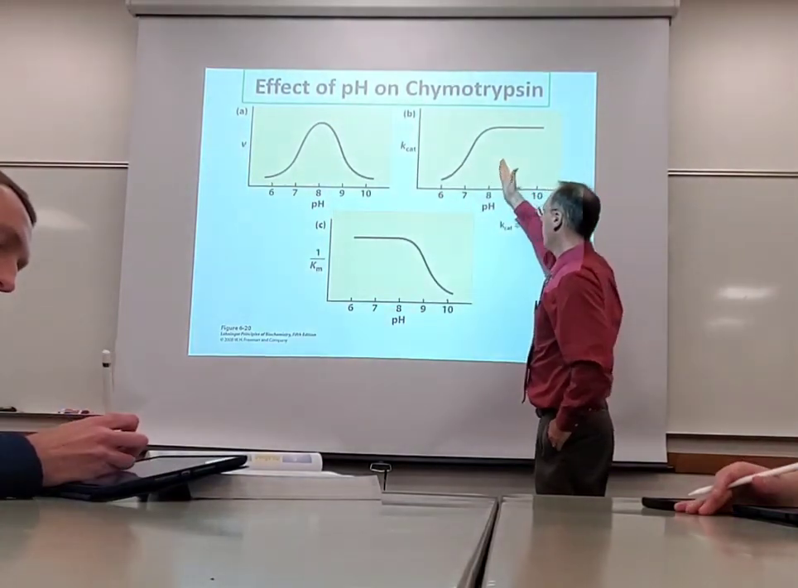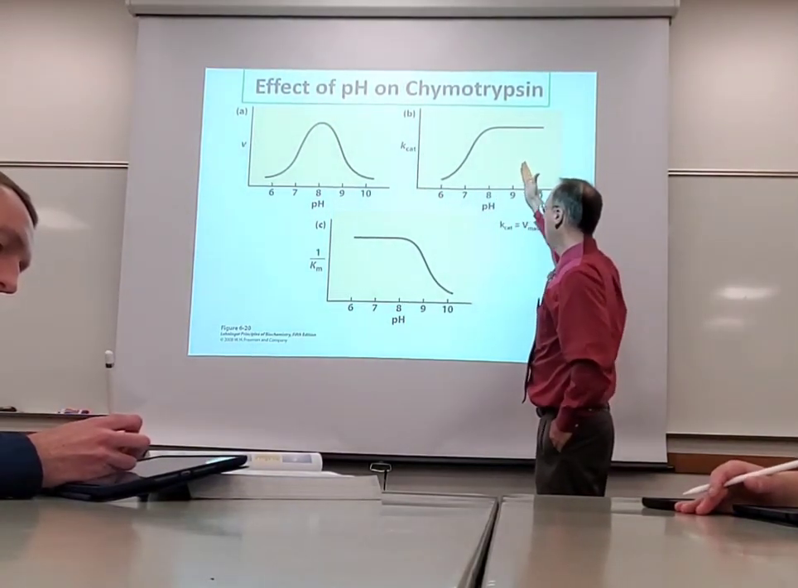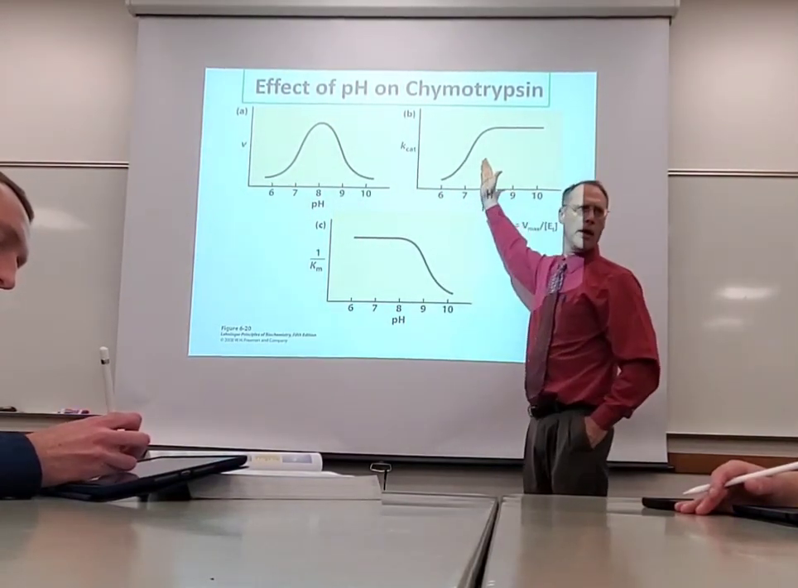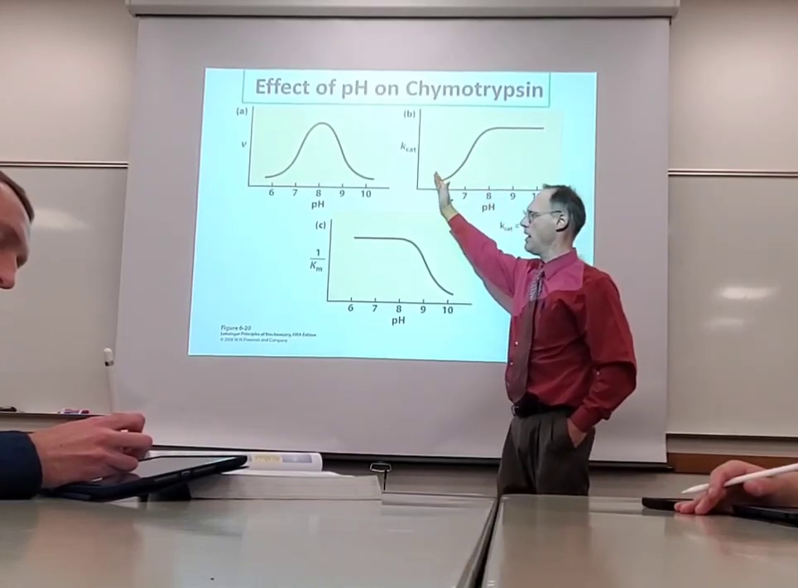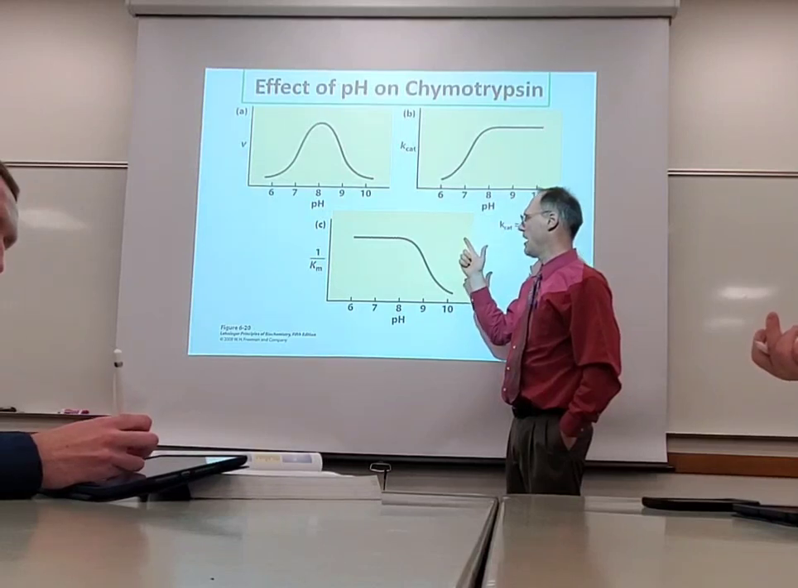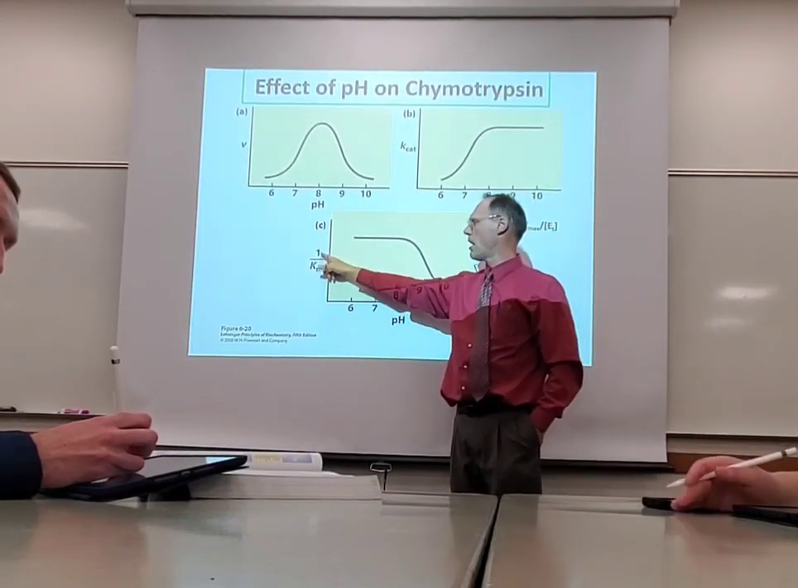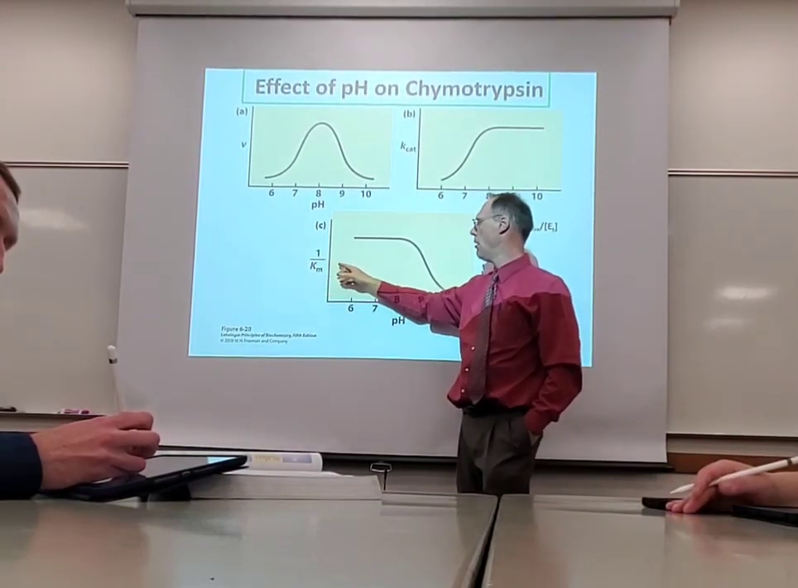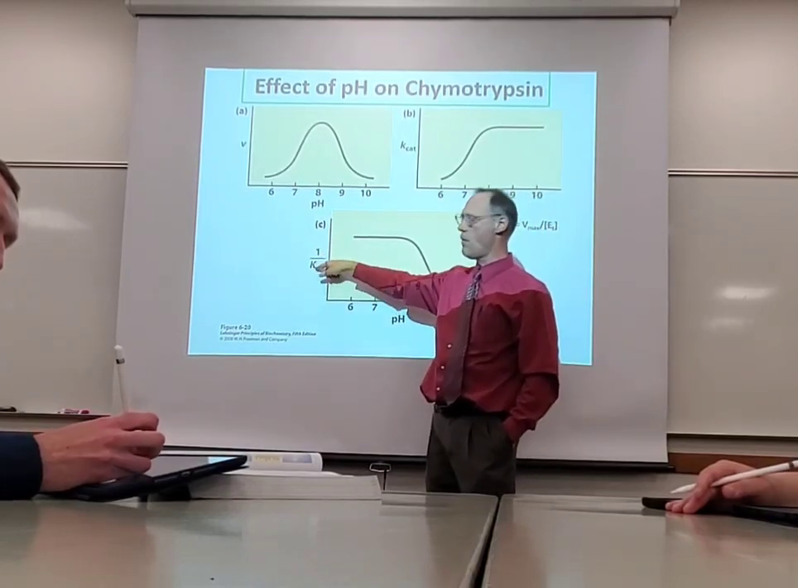It turns out that when the pH gets above 8, it goes really fast. But below 8, it doesn't. We're going to have to understand that. Over here, we're talking about the Km. But we're talking about the 1 over Km.